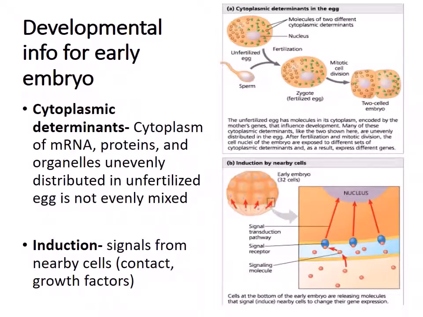So when cells are dividing early on in the embryo, there's several things that are going to determine what kind of cells we get out of it. So cytoplasmic determinants are things like mRNA, proteins, and organelles that are unevenly distributed in unfertilized eggs. And so that already kind of sets the axis of the cell's body. And then induction is signals from nearby cells, like contact or growth factors. So that way the cells know where they are in relation to each other. So these things are helpful for the development of an early embryo.